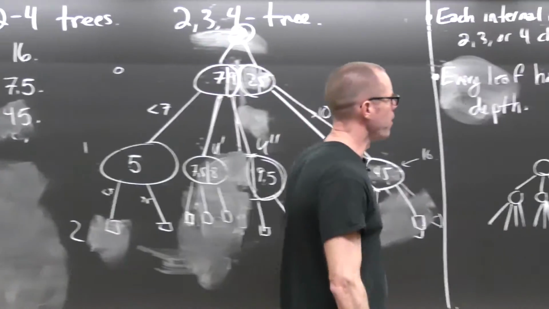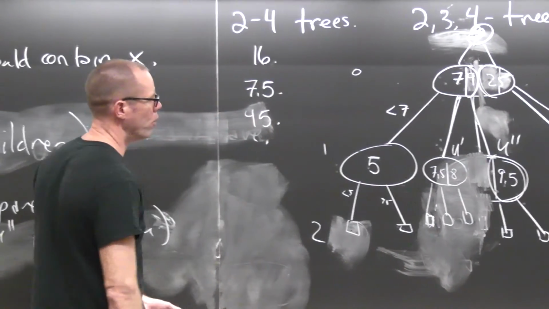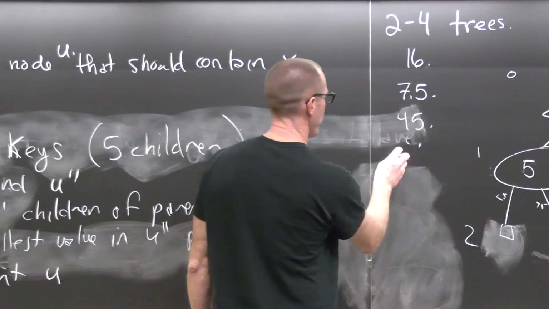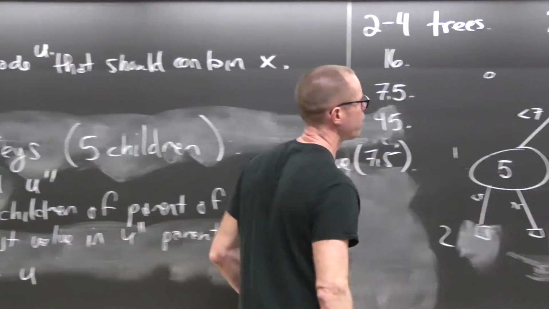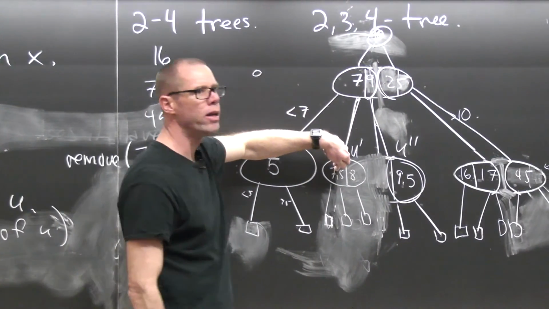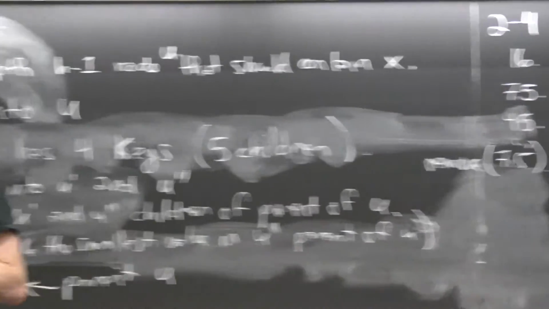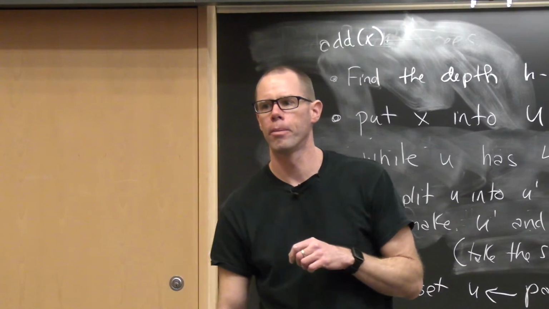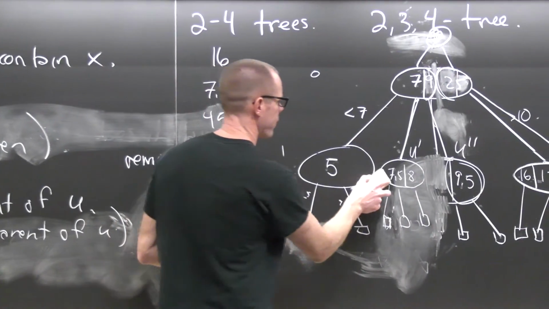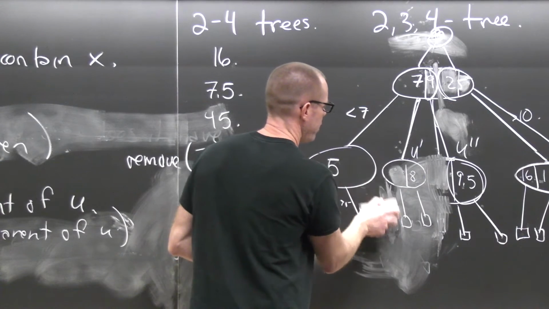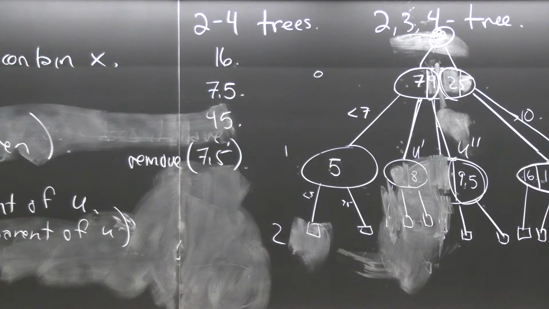Let's look at how we remove something. So we'll go by example. Let's remove 7.5. So we search for 7.5 in this tree, and we find it here. So how do we remove it? Yep. In this case, it's at the bottom of the tree, so we can just remove it and its child. Yeah, we just take it away. Now this is a node with only 1 key, so it should only have 2 children. We're done. All right, that was too easy.